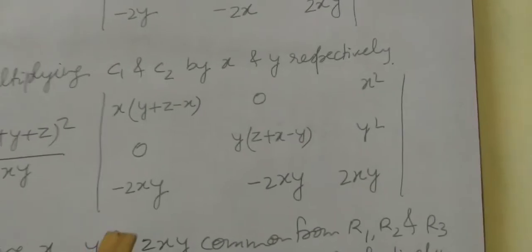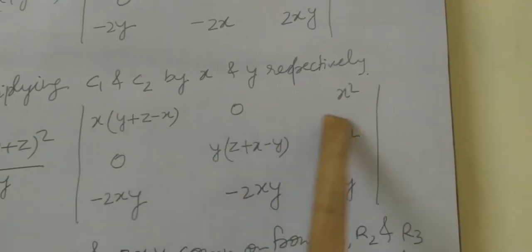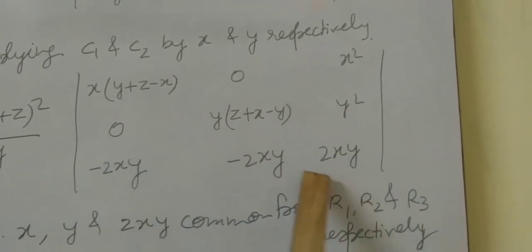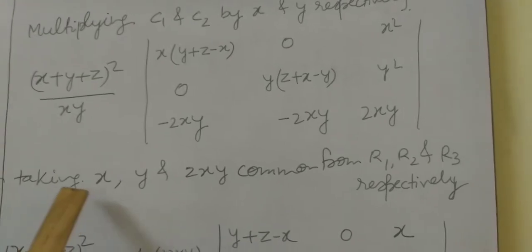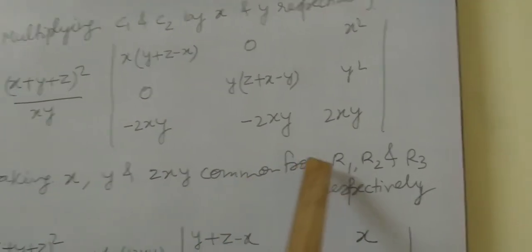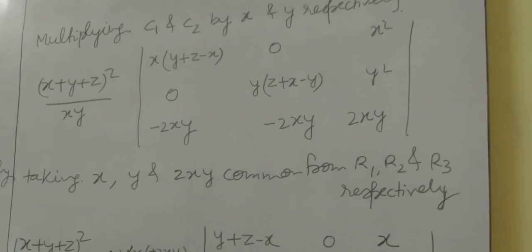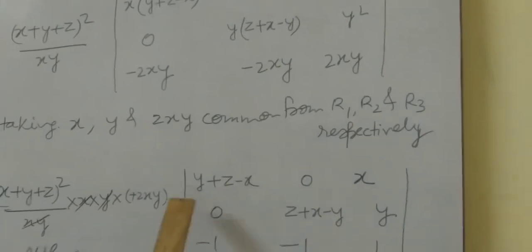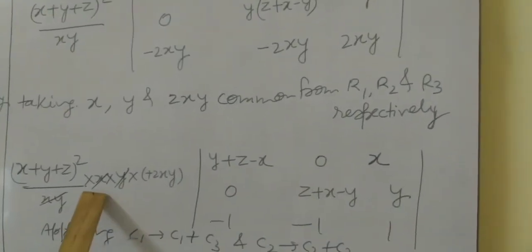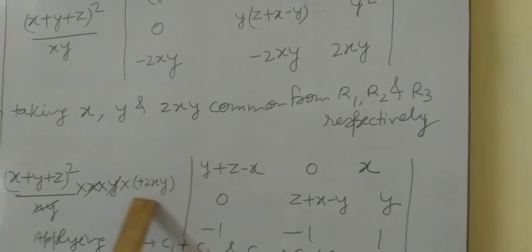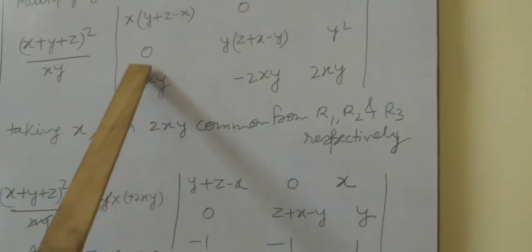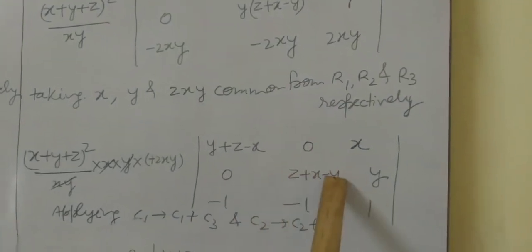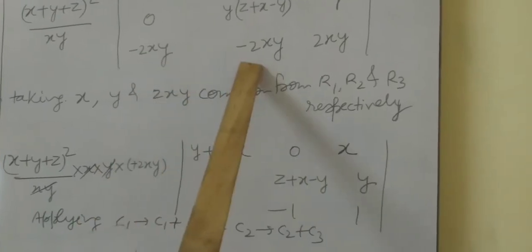Now student, you can see in row 1 x is common, in row 2 y is common, in row 3 2xy common. So that's why I have taken x, y and 2xy common from R1, R2 and R3 respectively. So when we take x common, what is left here? y plus z minus x, 0, x. And here I have written x, y and 2xy common. Okay students, what is left here? z plus x minus y, y, z plus x minus y and y. Here minus 1, plus 1.